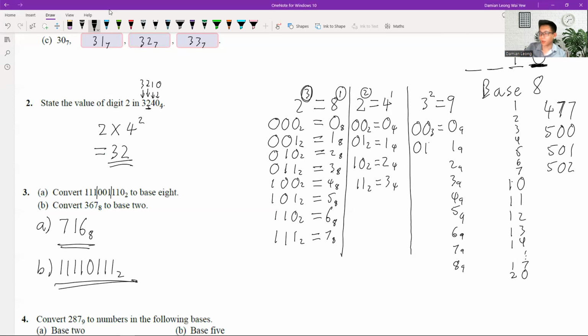Then 0, 1, 0, 2, 1, 0, 1, 1, 1, 2, 2, 0, 2, 1, and 2, 2.